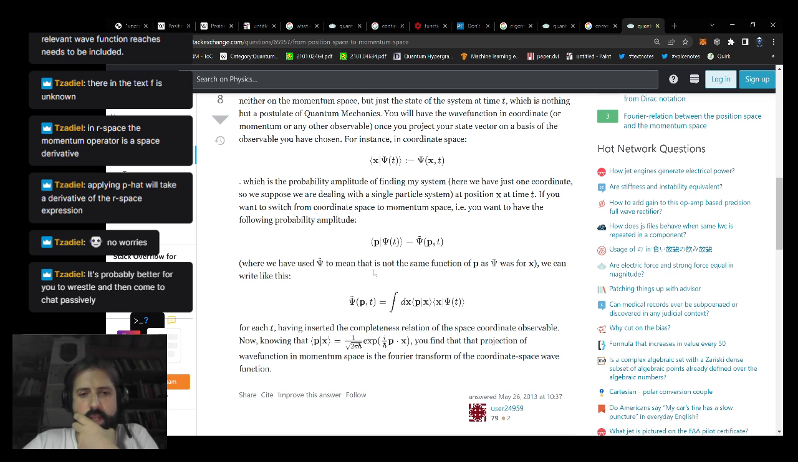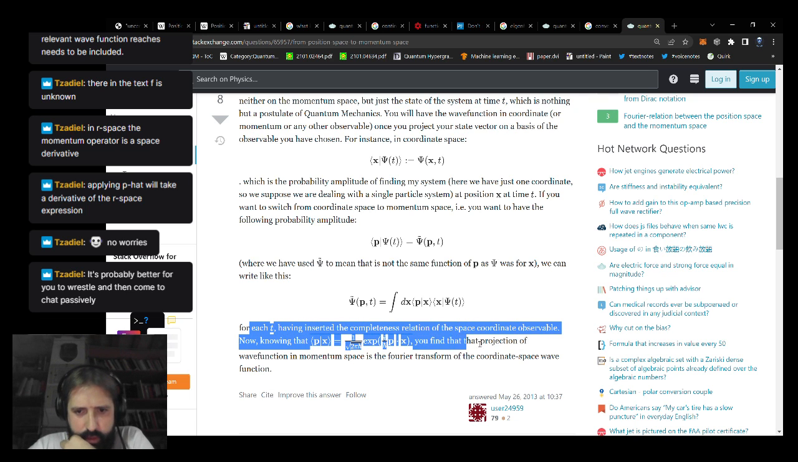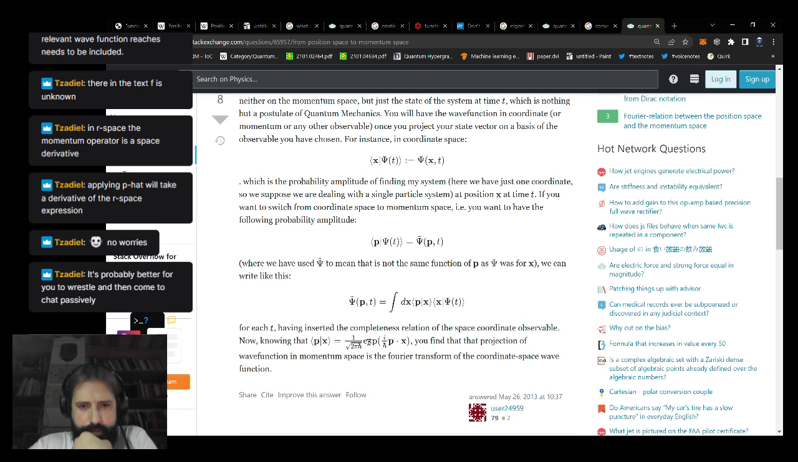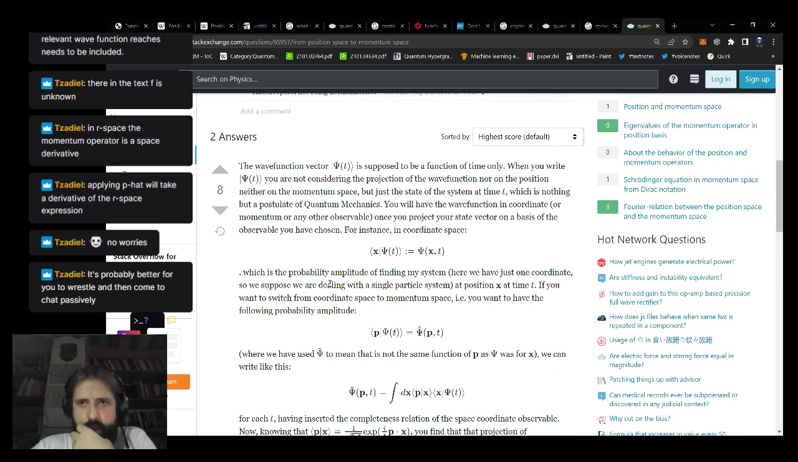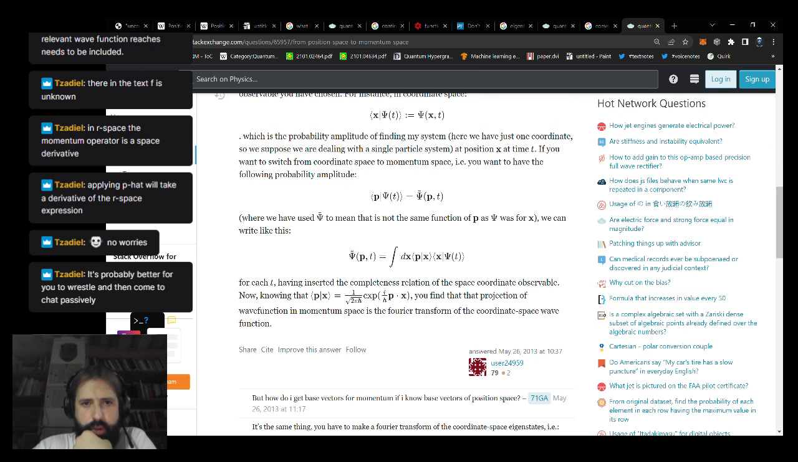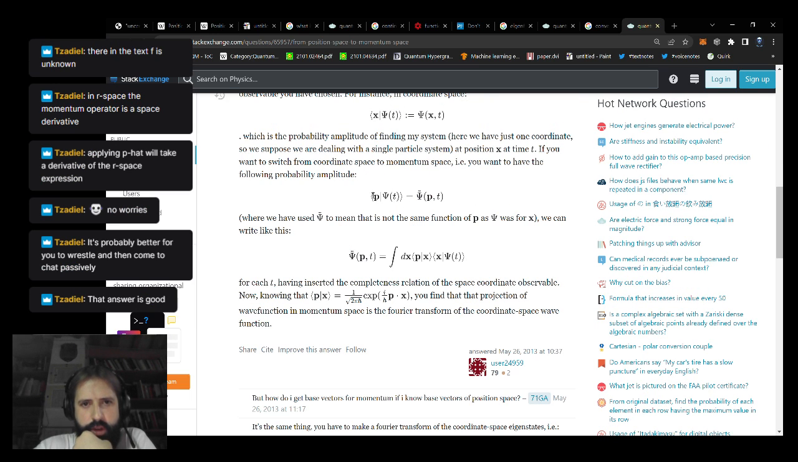I think I have to wrap up now. For each t, having inserted the completeness relation, you'll find that the projection of the wave function in momentum space is the Fourier transform of the coordinate space wave function. That doesn't answer my question. I feel that it's just a way to say, well, just do the projection. Assume you know these, just do the projection, and that's not what I was looking for.